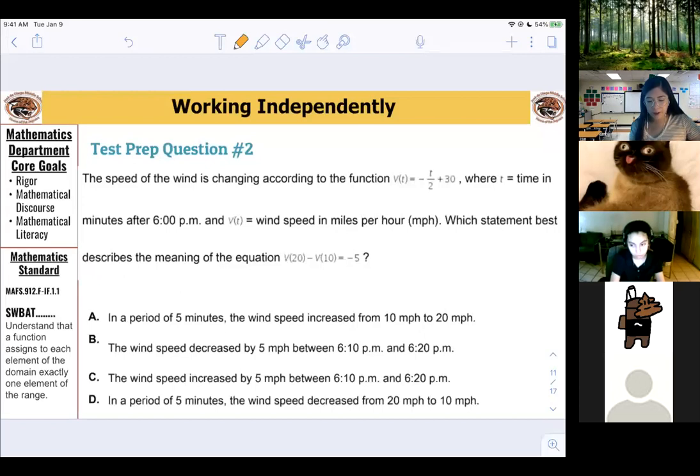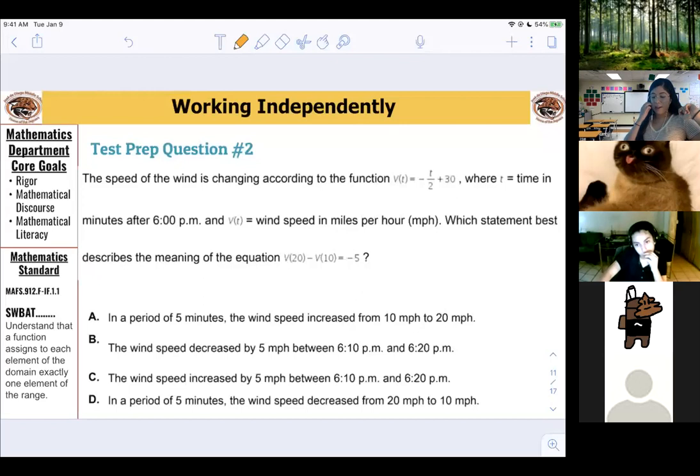The speed of the wind is changing according to the function v of t equals negative t over 2 plus 30, where t equals time in minutes after 6 p.m. and v of t equals wind speed in miles per hour. Which statement best describes the meaning of the equation v of 20 minus v of 10 equals negative 5?